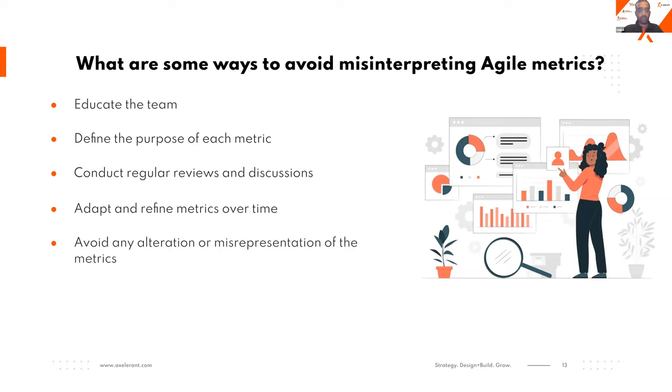And never ever do any alteration to your agile metrics. Sometimes, to show high velocity to the client, people keep some hidden buffer from the team. Have complete openness in front of the team. You have to share with complete transparency what all the data is.